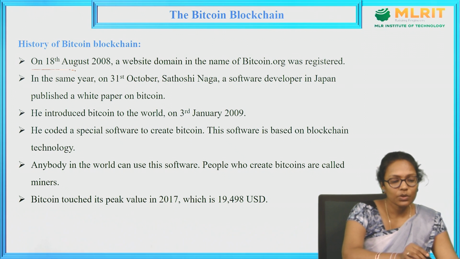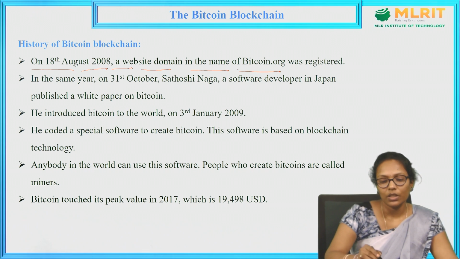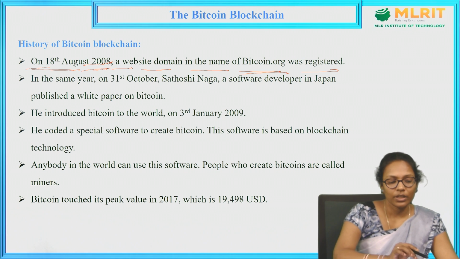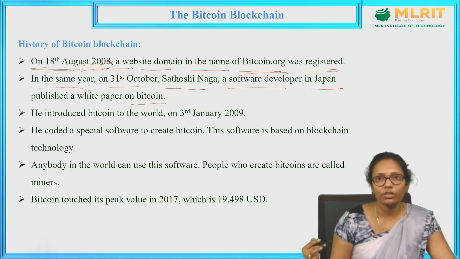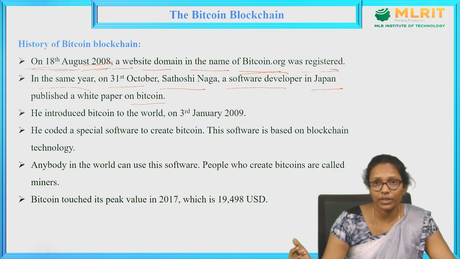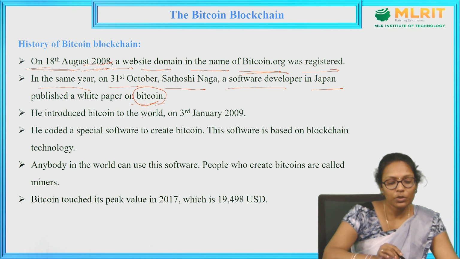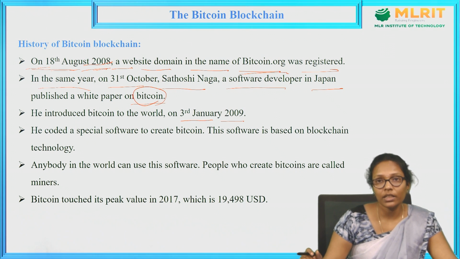On 18th August 2008, a website domain named bitcoin.org was registered. So the first website on Bitcoin, bitcoin.org, was registered in the year 2008. In the same year, on 31st October, Satoshi Nakamoto, a software developer in Japan, published a white paper on Bitcoin in his blog, proposing the concept of Bitcoin. He introduced Bitcoin to the world on 3rd January 2009. So officially he introduced Bitcoin in the year 2009.